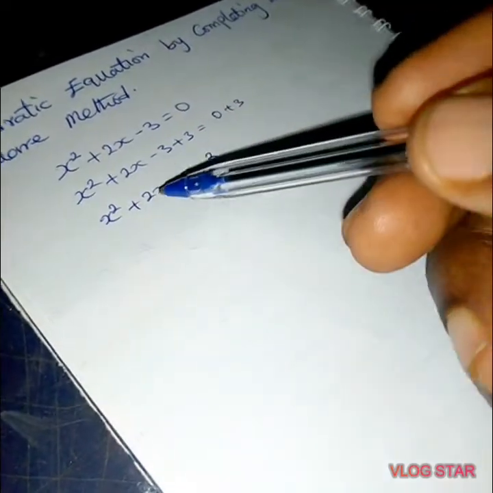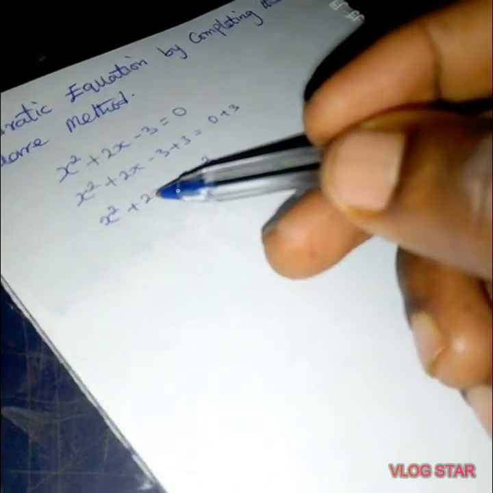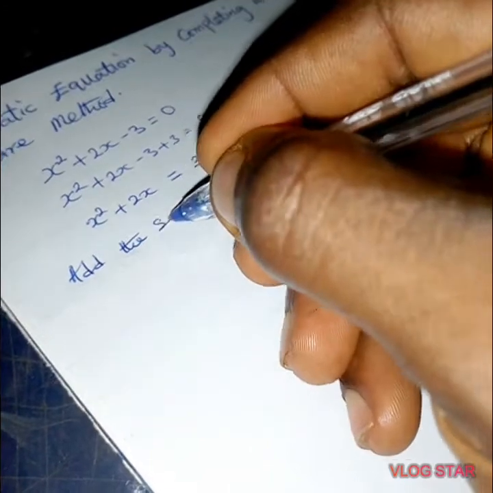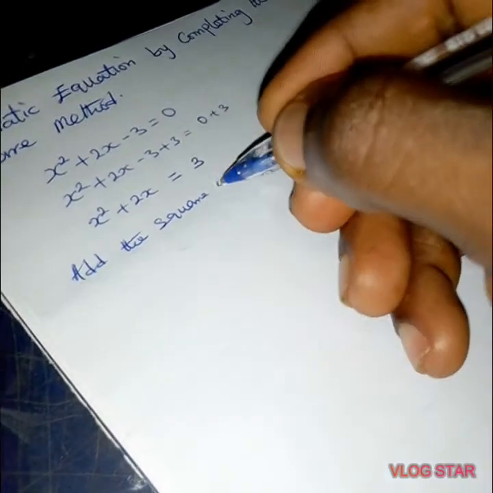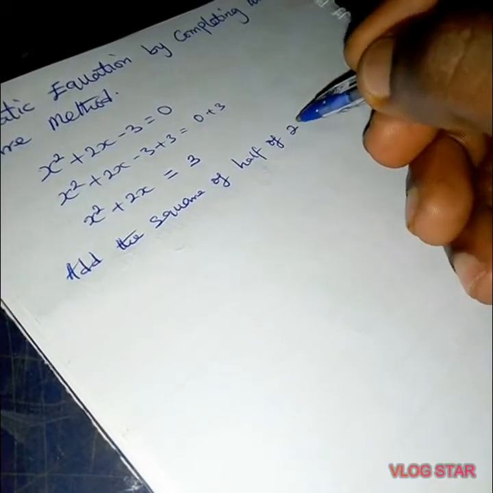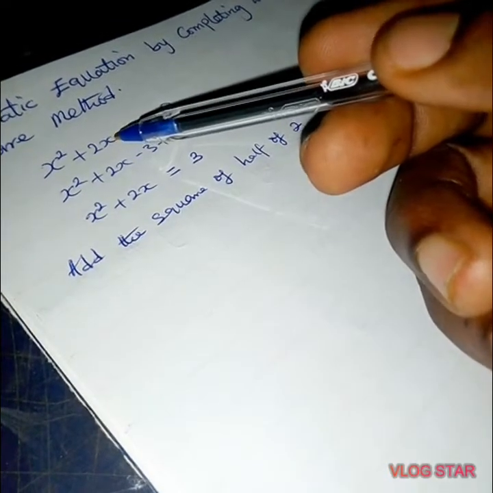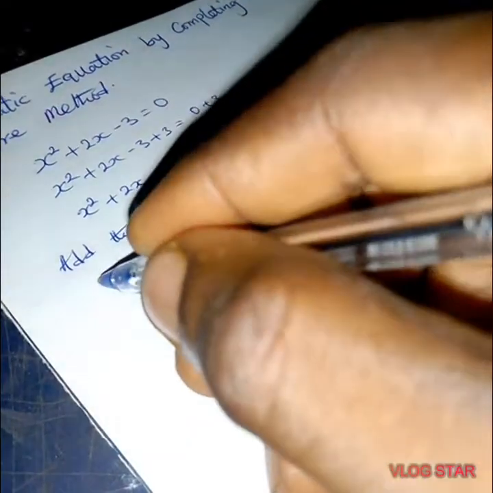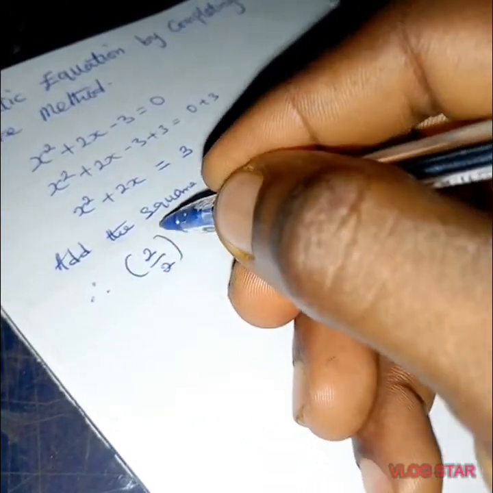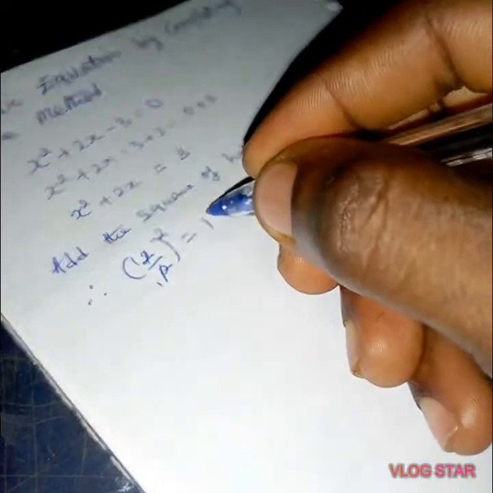Now since the constants have been moved to the right hand side, then what we have to do now is to add the square of half the coefficient of x. We add the square of half of 2. That is the second term, the coefficient of x here, the second term in the quadratic expression. So what we are going to do here is look for half of it. Half of it means divided by 2, then the square of it. 2 cancel 2 give us 1. 1 divided by 1 will give us 1 square.